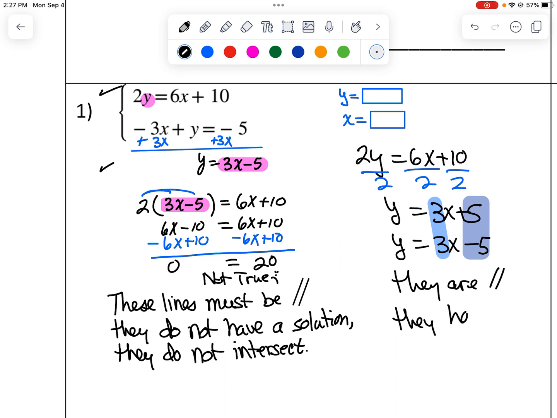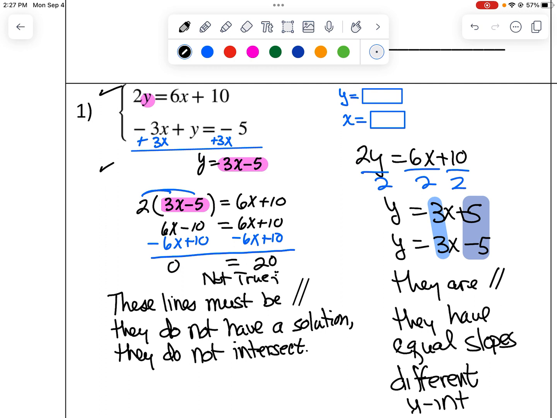They have equal slopes, different y-intercepts. So I could have done that without having to do the math either. So, at any rate, there's no solution, so we can't solve it.